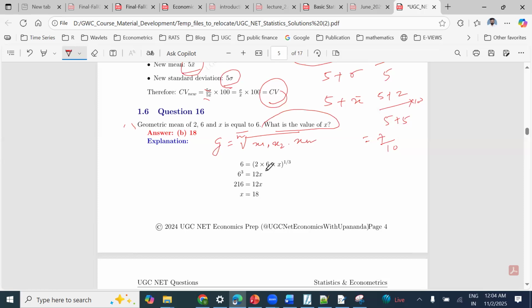So already we have written. Now you can rearrange. So it will be 6 cubed is equal to 12x, and 6 cubed is 2 into 6 into x, equal to 12x. So what is important here, I am telling you, before you attempt this kind of question, please be comfortable with exponent operations.